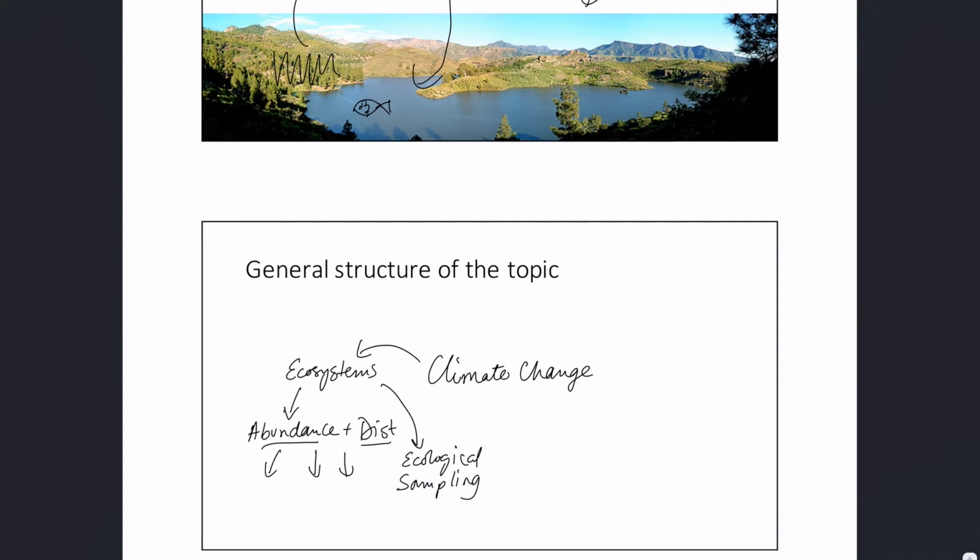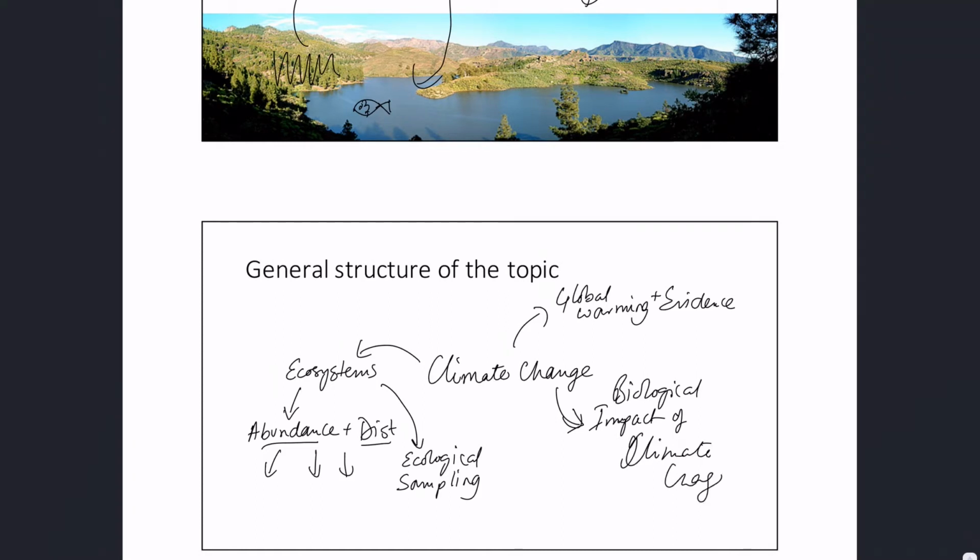The next section that we'll look at is climate change. So that's what you'll be doing over the summer, or what you did over the summer, and that's looking at global warming and the evidence for global warming and how to interpret that evidence. And then the last section really is about looking at climate change and its impact. So what is the biological impact of climate change?